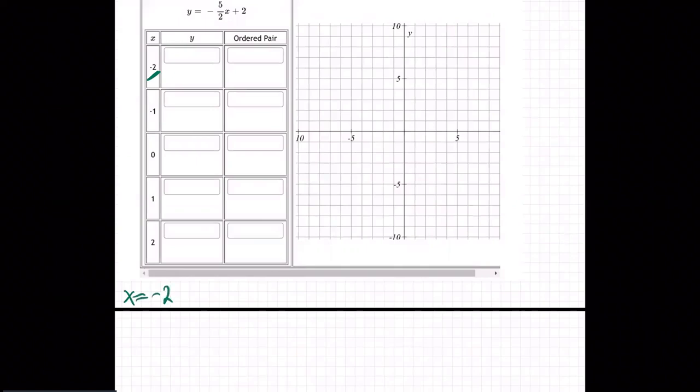And then we're going to plug into the equation y equals -5/2 x plus 2. So I'm going to plug in the -2 right there. So I just took that equation they have right here, and I just plugged in x is -2. Okay. And then what do I get?